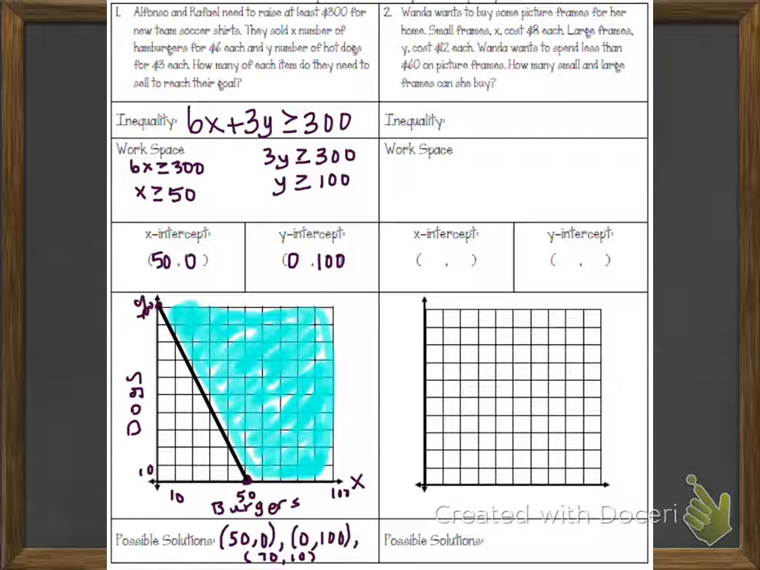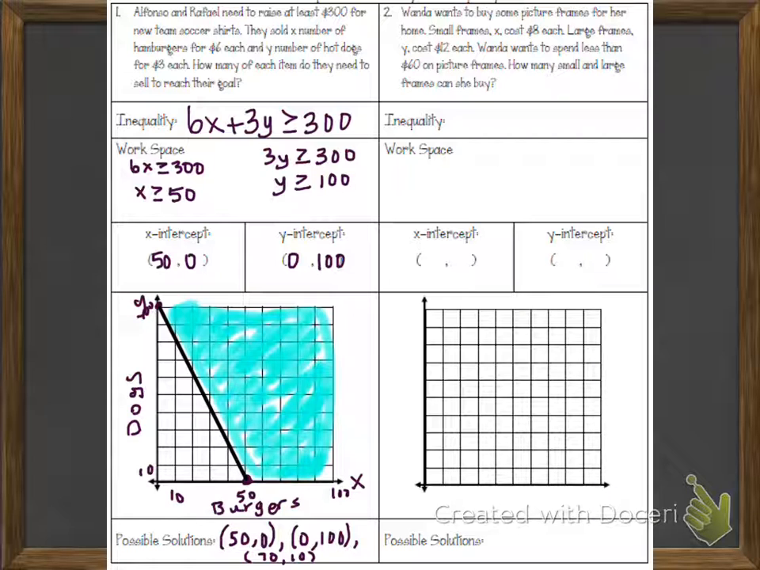They're charging $6 per hamburger, which is X, so 6X. And that's going to be added to the $3 they're charging per hot dog, plus 3Y. So that's where we get the inequality 6X plus 3Y is greater than or equal to 300. Next, you need to go ahead and find your intercepts.